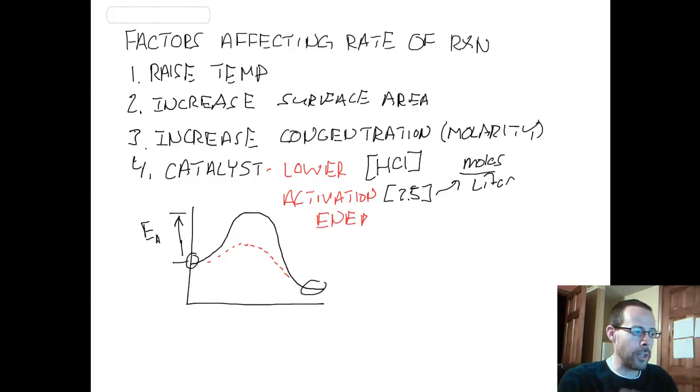So there's 4 ways that we can speed up reactions. The first way is raise the temperature, the second way is increase the surface area, third way, increase the concentration, and the last way is to add some kind of catalyst.